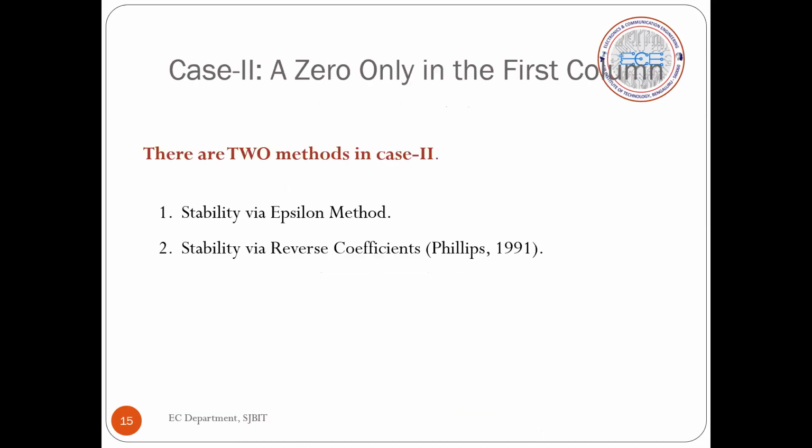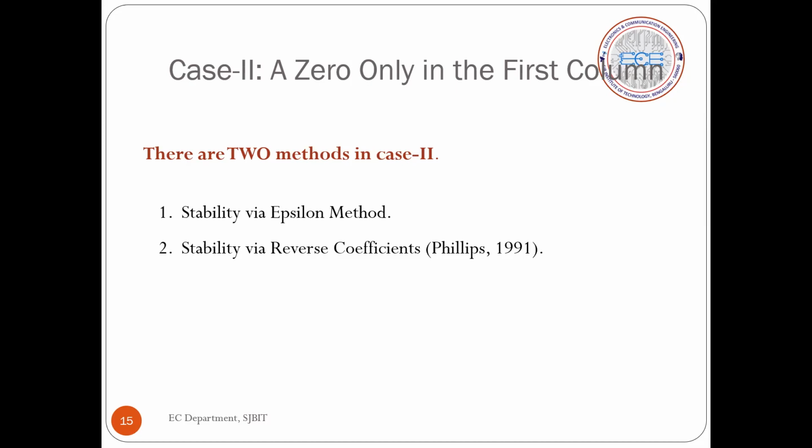In case 2, what we find is that the first column element is 0. That is, the first column first element becomes 0. If the first column first element is 0, then we cannot compute the next row elements, because it becomes the denominator in the next row element computation. So we would get infinity, which is not admissible in the Routh's table to comment on stability and to look for sign changes. So we have 2 solutions to this problem.